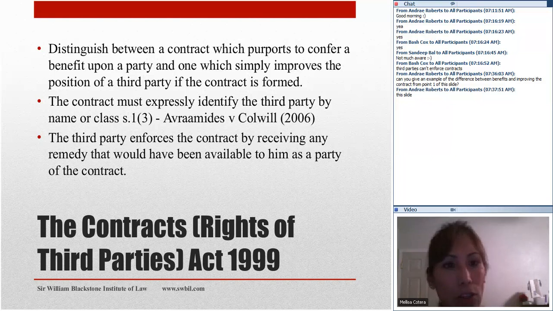But let's say another example of another contract where A and B made a contract, and one of the incidental results of the contract will be that C will improve her position in a job, but that is not the real intention of the parties. So that's the difference that we need to see. Like in the second contract, the intention of the parties was not that C was going to improve his position in a job, but was just an incidental result of the contract between A and B.